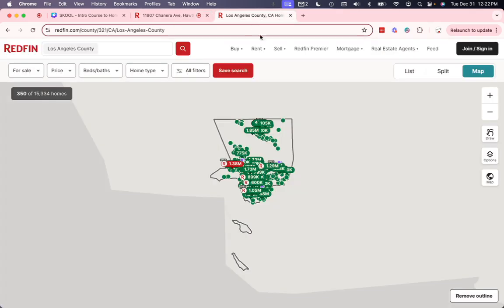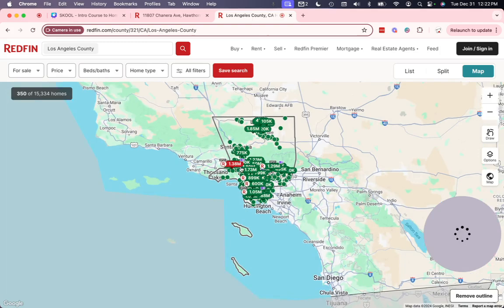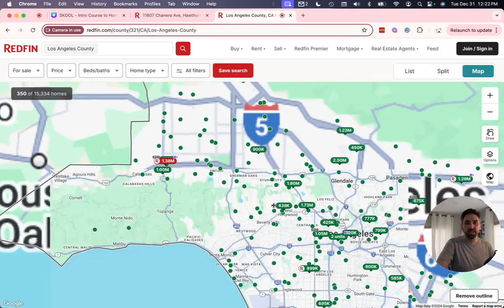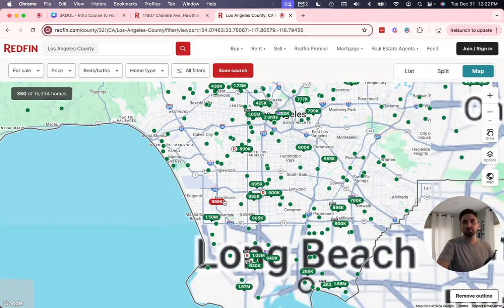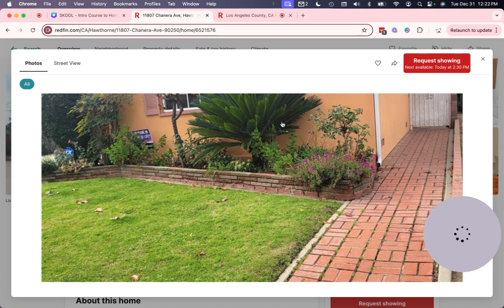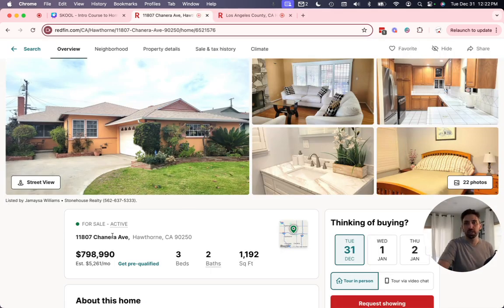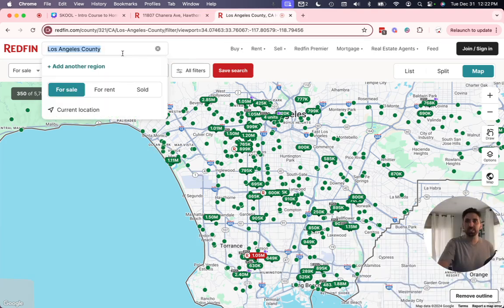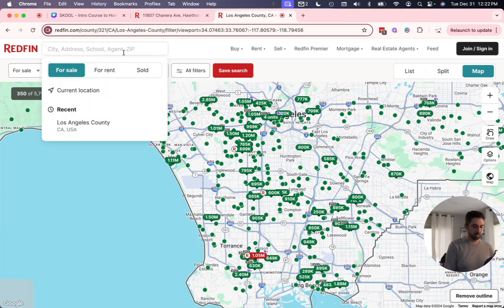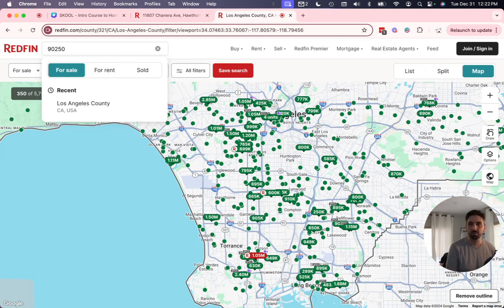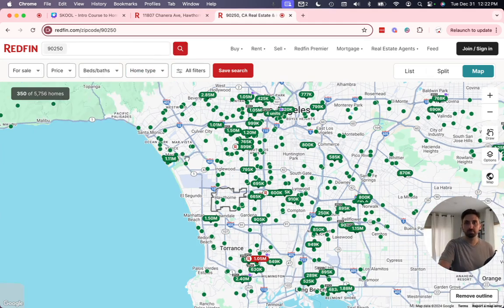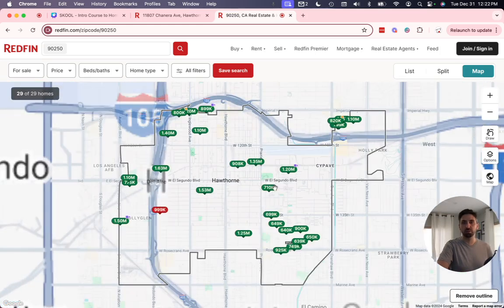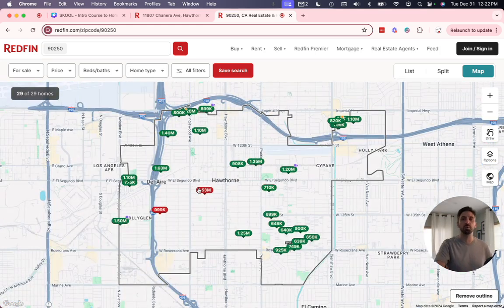So what we're going to do is we're looking at focusing on just Hawthorne. And so we can see Hawthorne's zip code here is going to be 90250. And so what I'm going to try to type in is 90250. And it's going to circle in on the Hawthorne area here, which is exactly what we want to do.